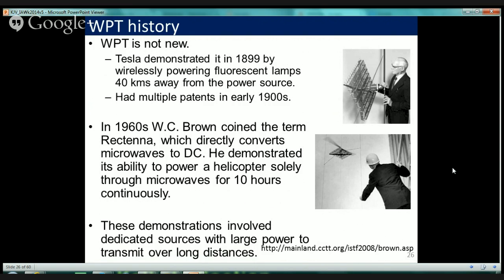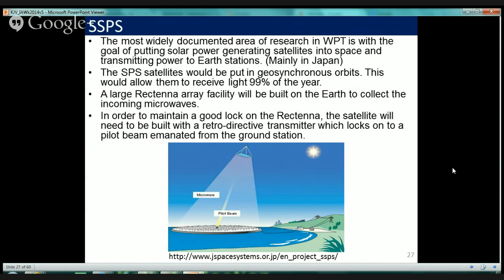There has been a lot of emphasis on what is called the space solar power station, wherein in the night, when you don't have light on the ground, you can probably have a satellite sitting at the geosynchronous orbit, which would collect the solar radiation and then convert it to microwave and beam it down to the earth. There was some mention of it yesterday.